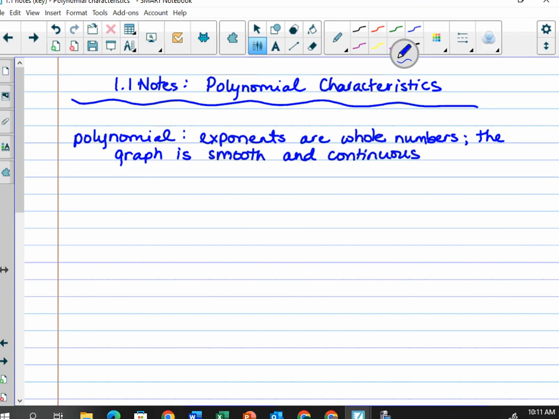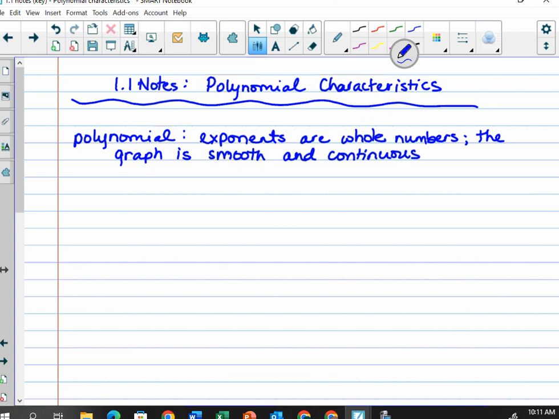So guys, whole numbers, that's like 1, 2, 3, 4. Okay, you can't have fractions as your exponents. You can't have negative numbers as your exponents. Just normal 1, 2, 3, 4 for your exponents. And then the graph is smooth and continuous.